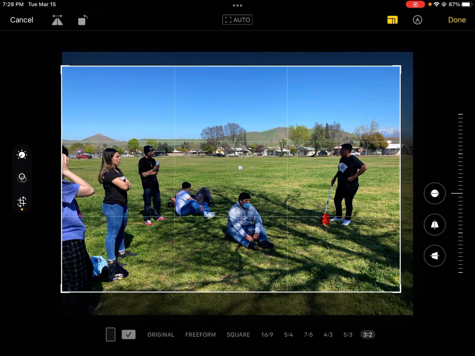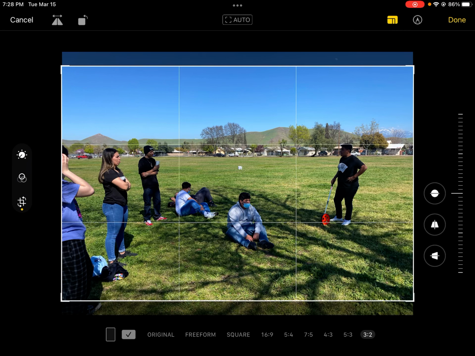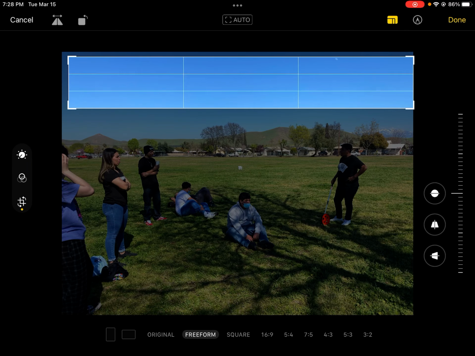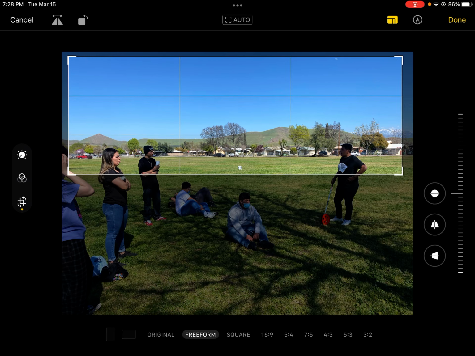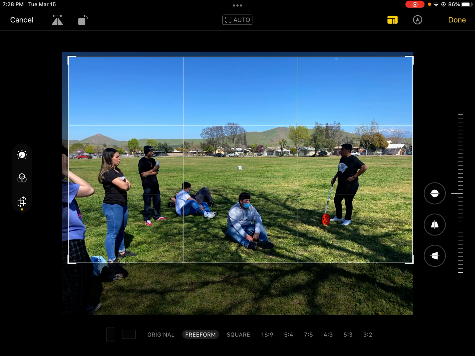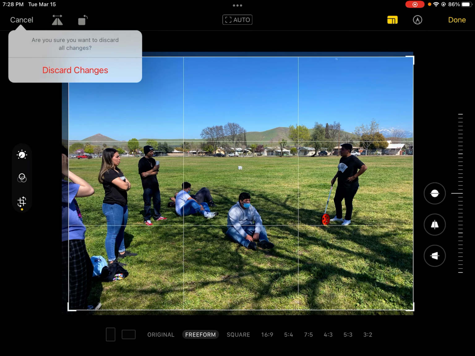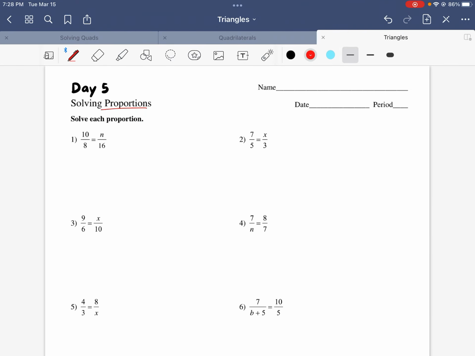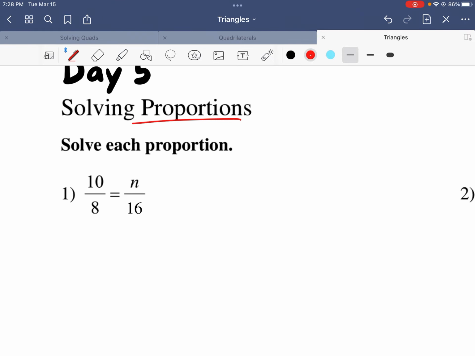So if I put it 3:2, it keeps the shape. Original, it keeps the shape. And freeform has no proportion because I can change how the width and the length are related. So go ahead and cancel that photo because I like that photo. So this is what proportions are. It's very similar to the photo. It's basically comparing one size to another, but they have the same rate.